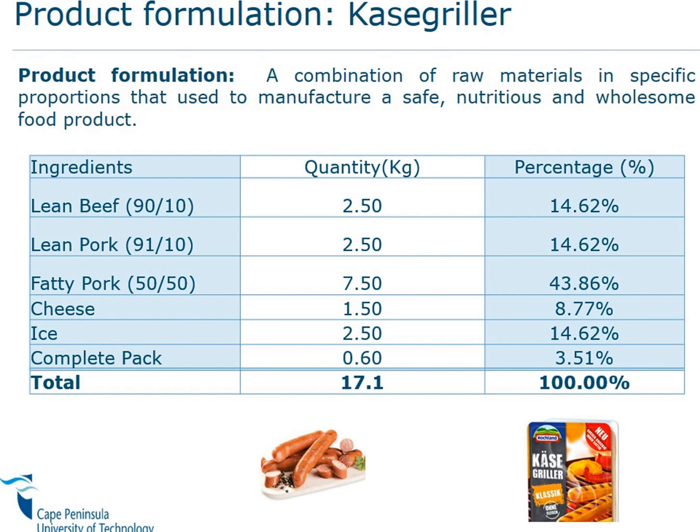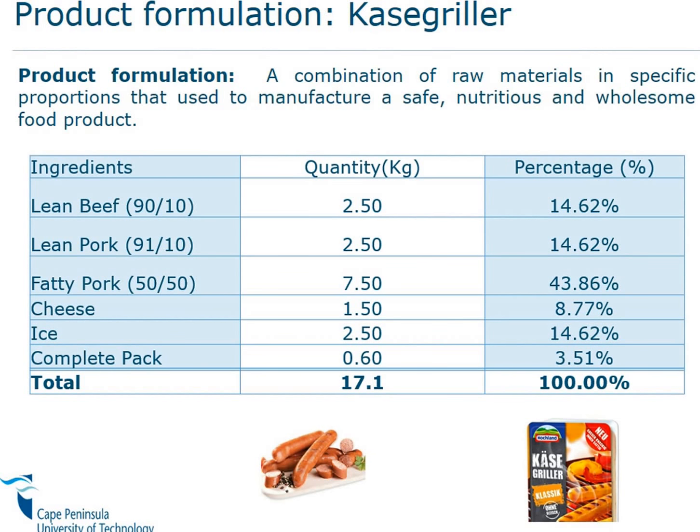So if you take these quantities, all of them expressed in kilograms, and you want to express them now in percentage, that would mean 2.5 divided by 17.1 multiplied by 100, that will give you 14.62. And this is also the same because it's 2.5. And if you sum up everything here, it will lead you to 100%. So this then is called a product formulation.